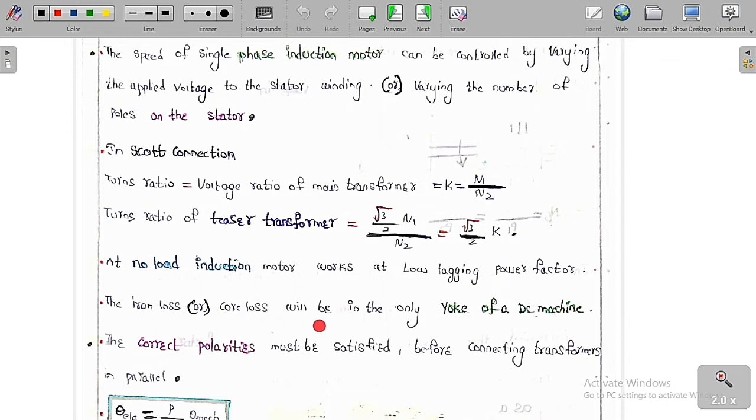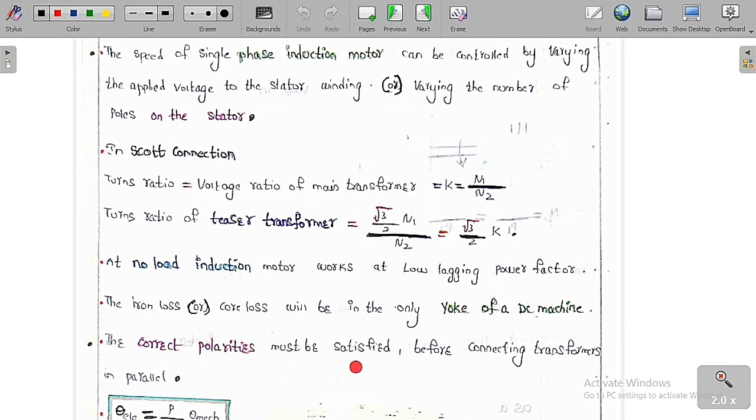The iron loss or core loss will be only in the yoke of a DC machine. Why? Because the yoke is non-laminated. Therefore, the iron loss or core loss in a DC machine occurs only in the yoke.